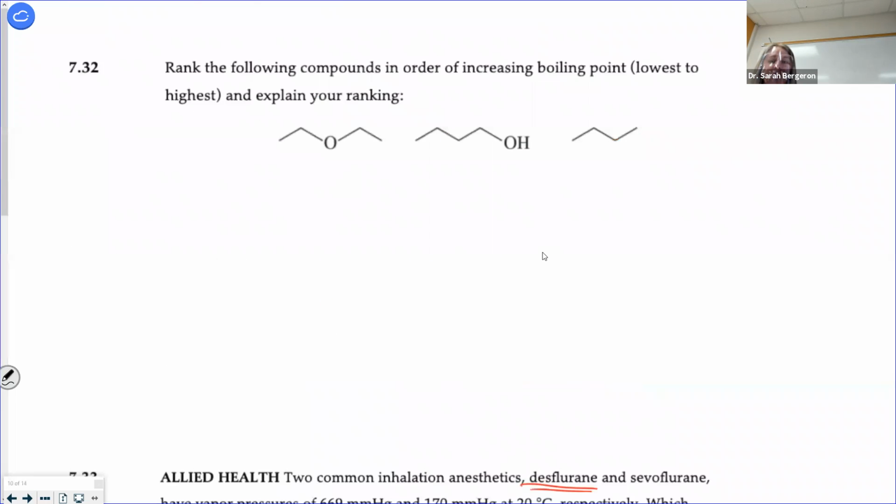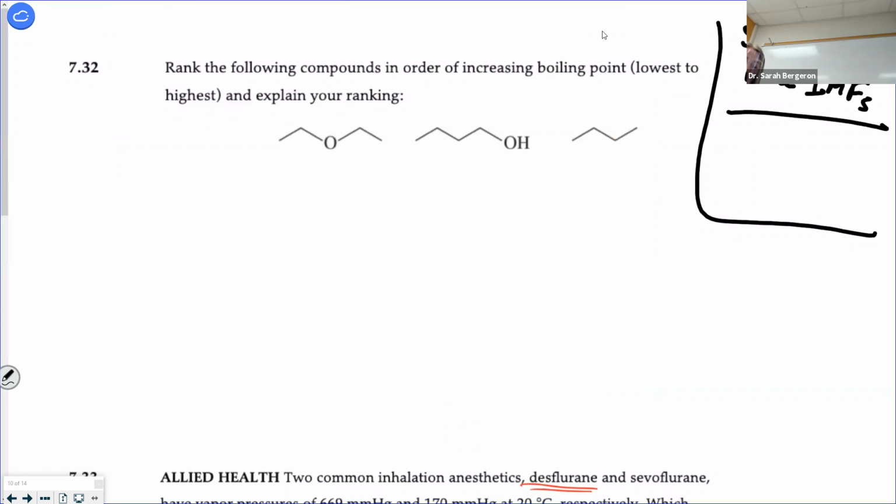All right. Rank the following compounds in order of increasing boiling point, lowest to highest, and explain your ranking. Okay, I'm going to write my little thing on the side, right? If I have stronger or more intermolecular forces, what do I know? I have a high what? High boiling point, I have a high melting point, and I have a low vapor pressure. Actually, the P is supposed to be capital because it's not point, it's really pressure.